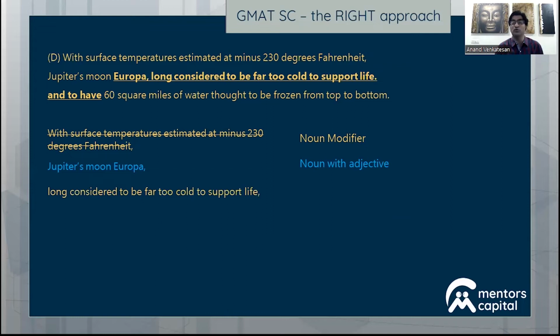Even in D, right, where Jupiter's moon Europa, the structure is changed slightly, right? The sentence is a little different now. Europa, long considered to be far too cold, right? Now remember, it directly starts with long considered to be, which means this portion is another modifier, right?